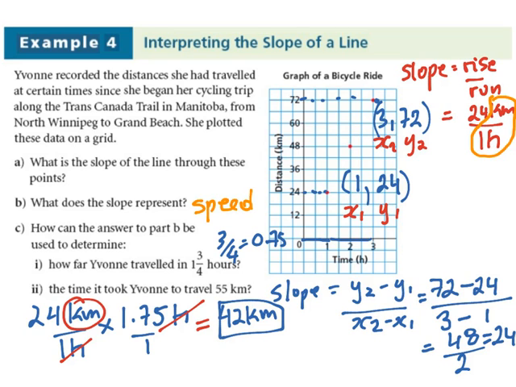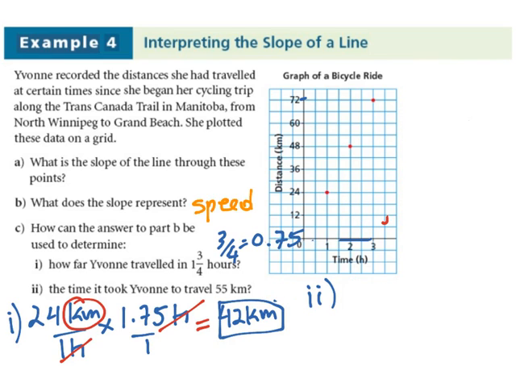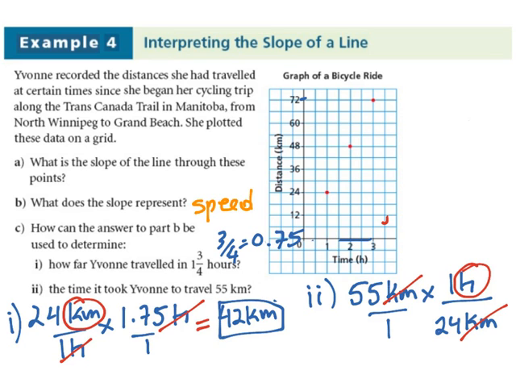What about the time it took Yvonne to travel 55 kilometers? Well, that should be more than 1 hour and 3/4 of an hour. And let's give ourselves some space and erase the slope calculation. So we know that we're looking for the time at which 55 kilometers was traveled. And what we're going to do is flip the slope upside down. So we have 1 hour and 24 kilometers. Why do we do that? Because when we multiply these two values together, the kilometers will cancel, and we have only units of hours left. That means we are calculating for time. So 55 divided by 24 is 2.29 hours.